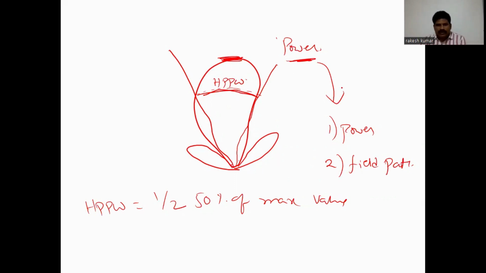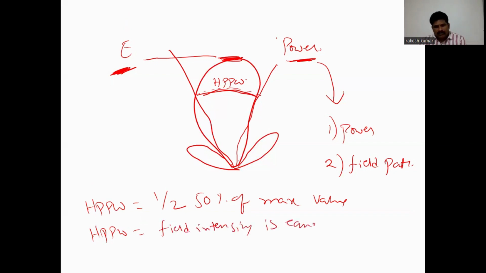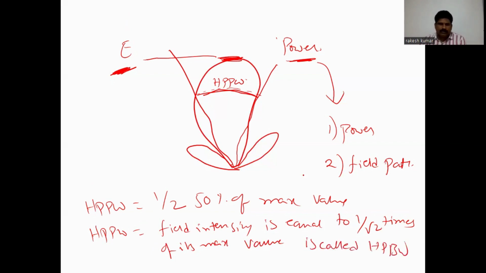If the radiation pattern is expressed in terms of electrical field or magnetic field, the definition for half power bandwidth is when the field intensity is equal to 1 by root 2 times its maximum value. This is called half power beamwidth.